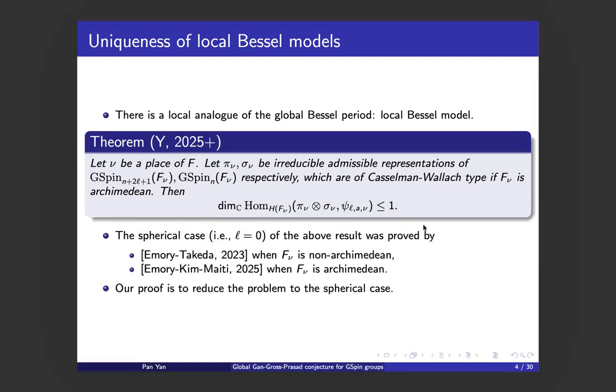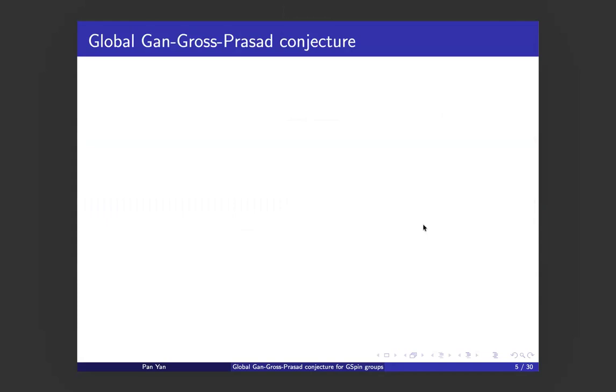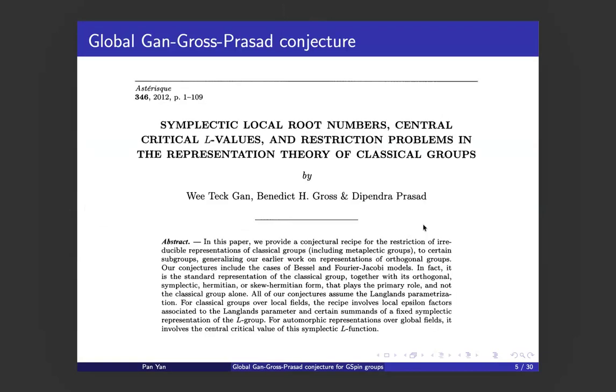Okay, so this is the uniqueness of the local Bessel models. Back to the global situation. So the main goal of this talk is about the global Gan-Gross-Prasad conjecture, which was proposed by Gan, Gross, and Prasad in 2012 in this very influential paper.